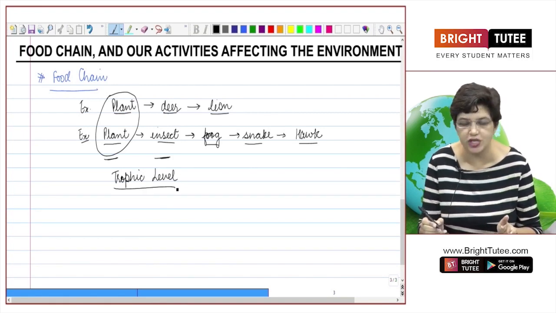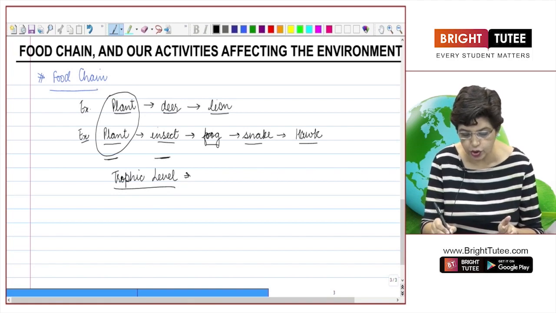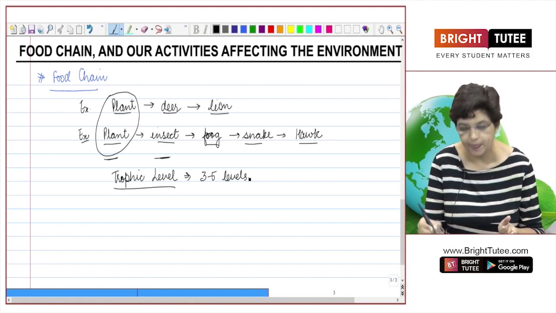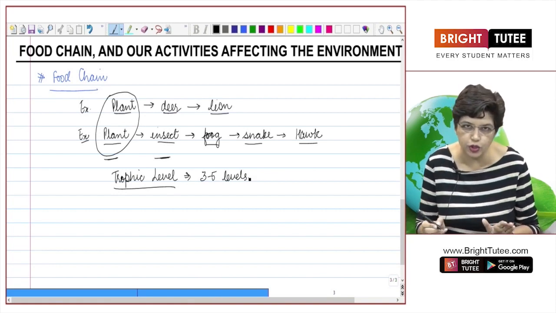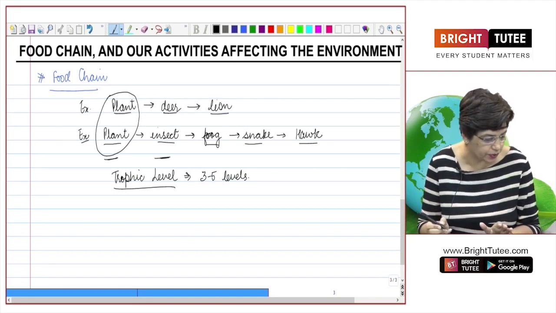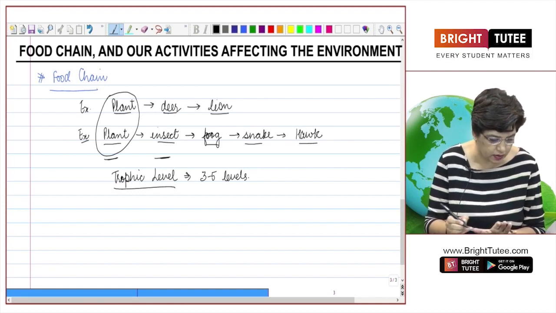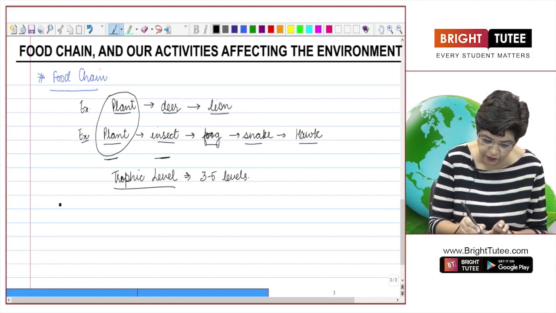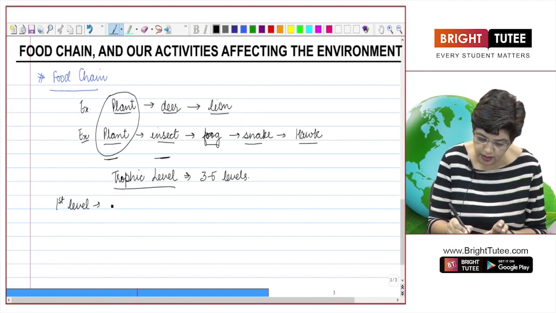Usually food chains contain 3 to 5 trophic levels. Okay, so I hope food chain is clear to you. Now this second level, first I told you first level of a food chain are always producers.